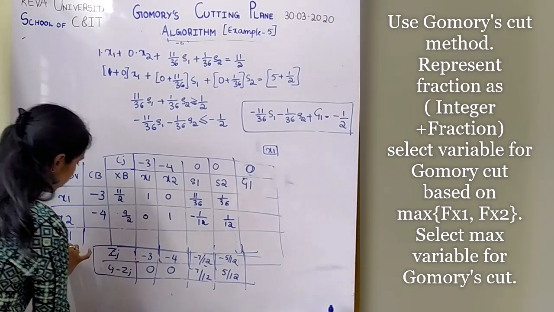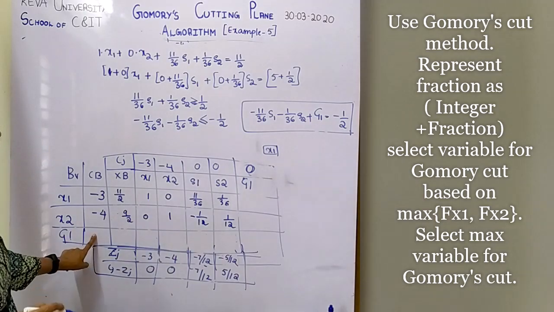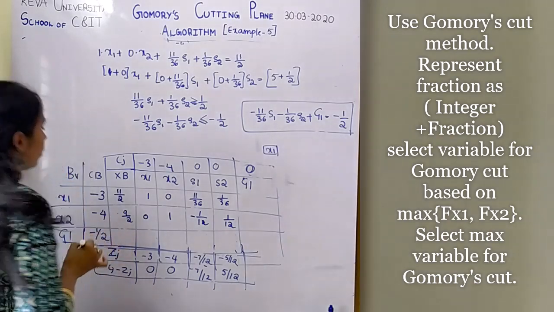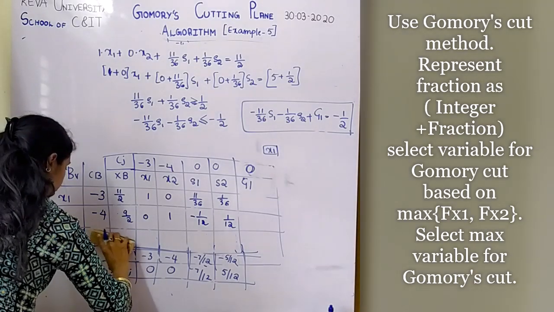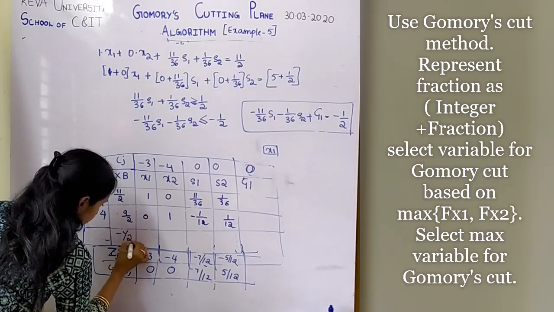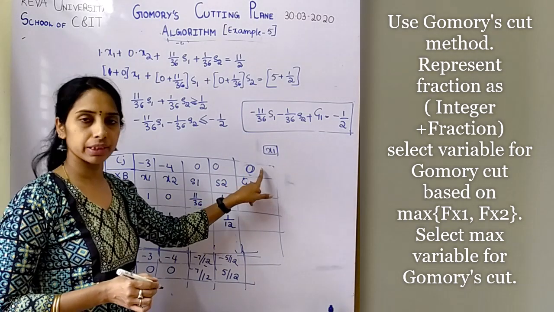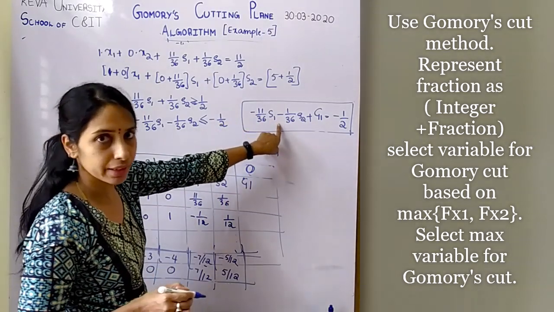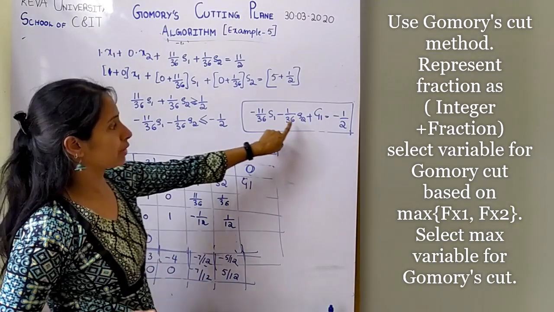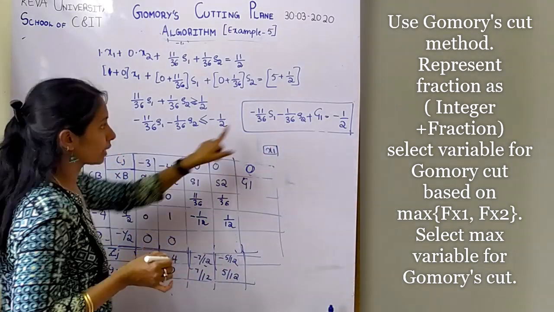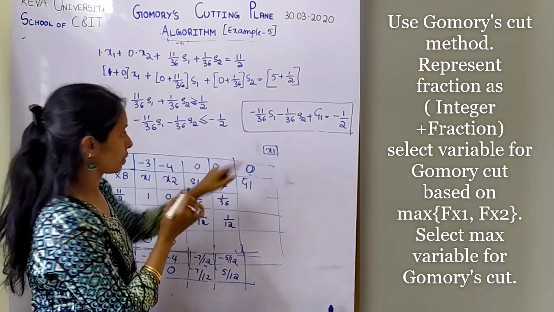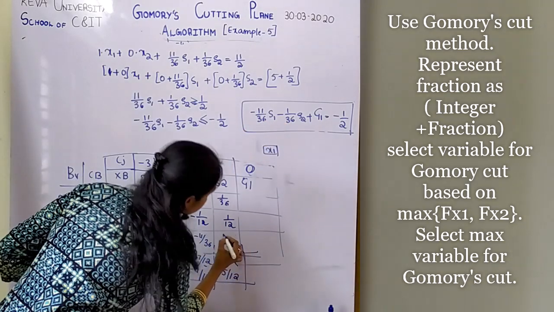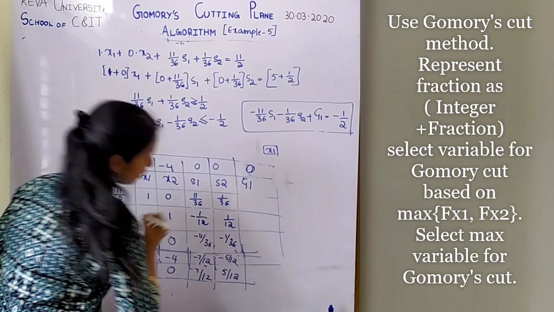So include G1 here. What is the RHS of G1? G1 is equal to minus 1 by 2. Then minus 1 by 2. What is the coefficient in the objective function? 0. Then x1. Whether x1 is there here? No. Whether x2 is there here? No. Whether s1 is there? Yes. What is the coefficient? Minus 11 by 36. Here minus 1 by 36.